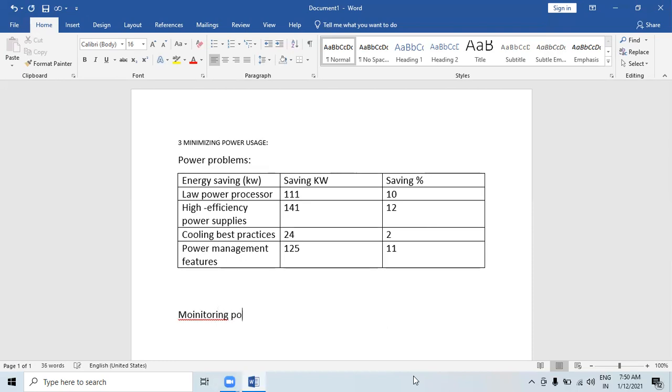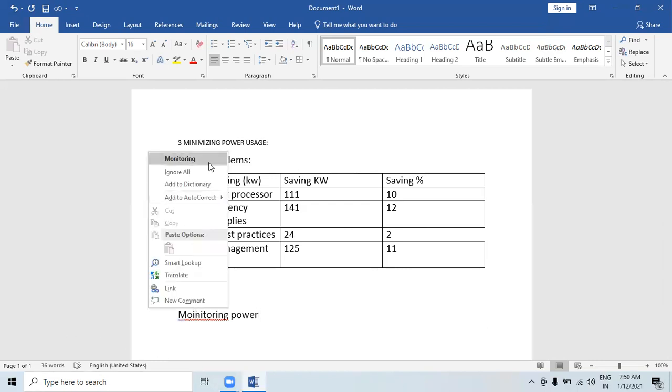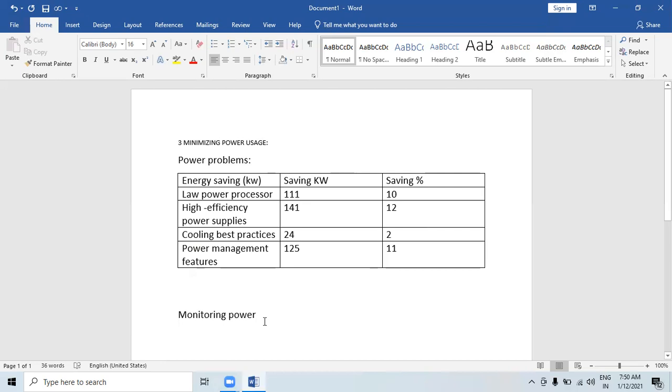While monitoring the power uses, if charging is full, then we don't want to leave it plugged in.